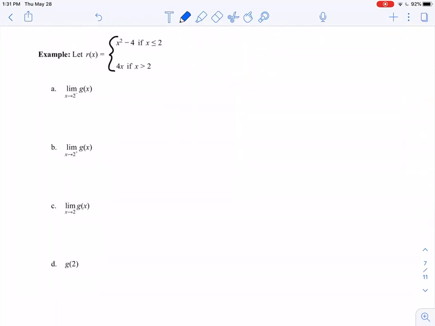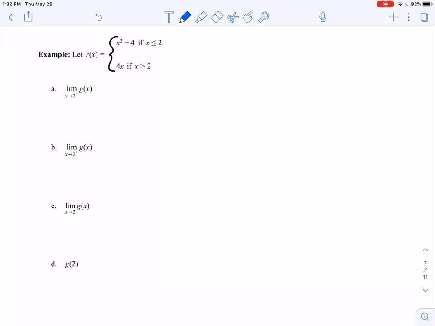Here we have r of x, which is a piecewise defined function. It's defined as x squared minus 4 if x is less than or equal to 2, and 4x if x is greater than 2. So here, now I want to look at the limit as x approaches 2 from the left-hand side, from the right-hand side, the two-sided limit, and then g of 2.